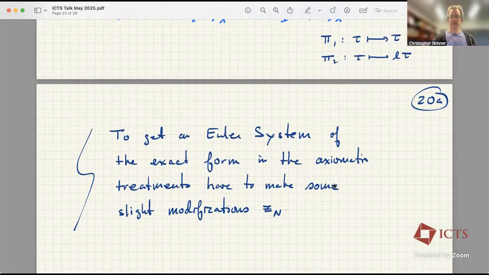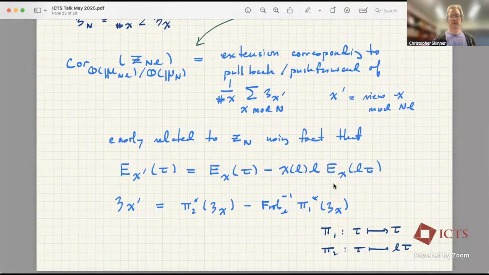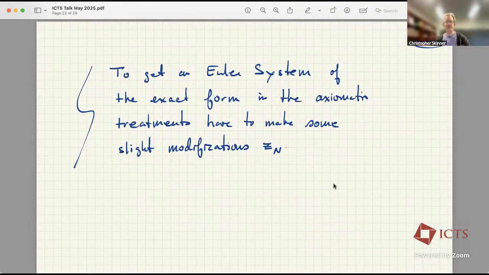What do I mean by good enough? I mean that, to fit whatever construction one makes into the axiomatic treatments in the literature, you almost always have to make some slight modifications of the naturally defined classes. But that's only really to massage into the form of these axiomatic treatments. If you go back and study the Euler systems, there's a lot of flexibility in the definition of what an Euler system is. So this is just noise in the whole program.